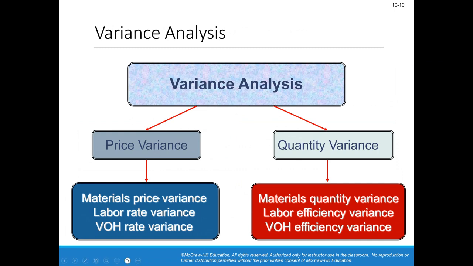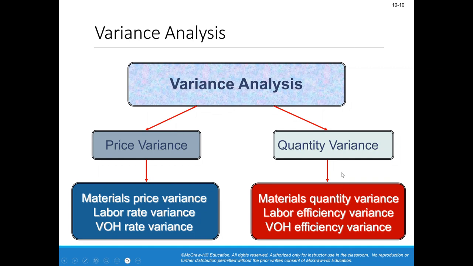Variance analysis, the price variance. So it's not just materials, but it's the labor rate. So the hourly rate we pay, the benefit cost that we pay, and the variable overhead that we assign. So, we have a standard cost of the depreciation on the equipment, depreciation on the building, the manager's salary, etc.